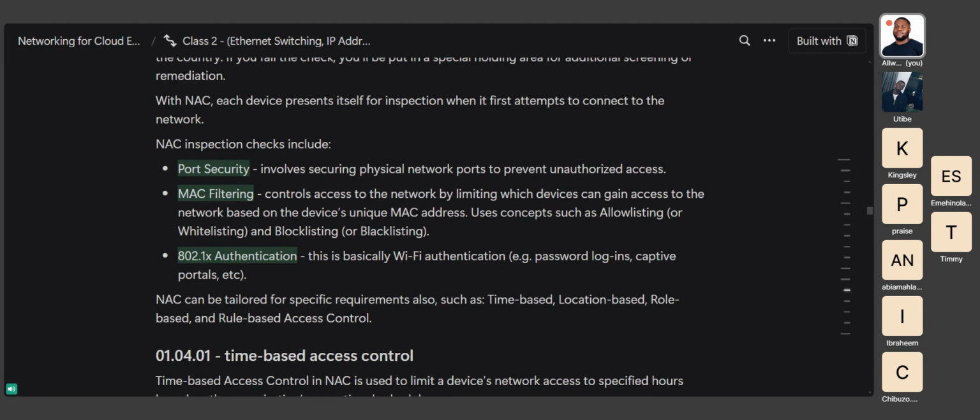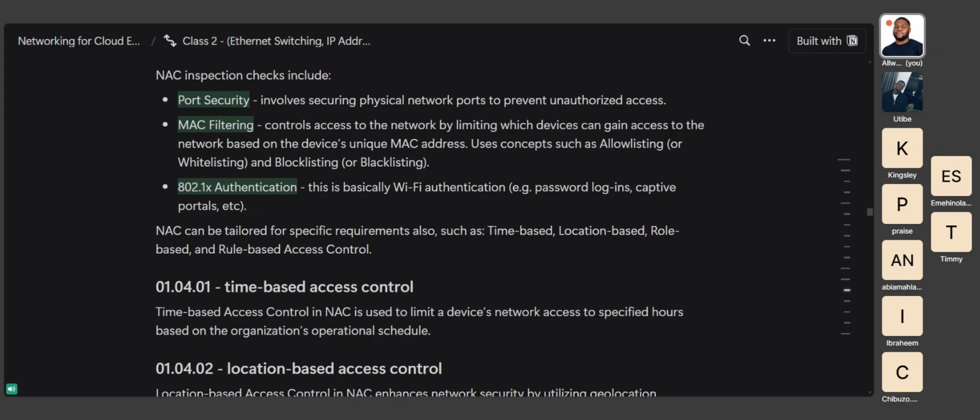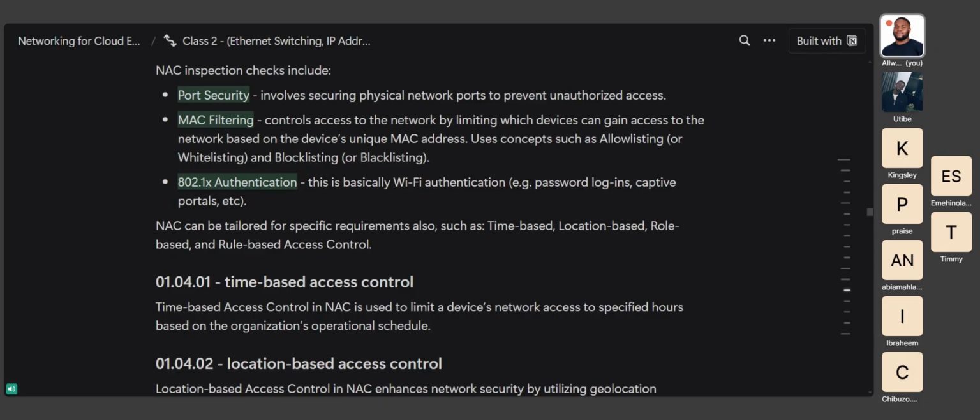Remember I said that anywhere you see 802.11 or 802.1x, 1q, and I think 1d, and so on and so forth, it's Wi-Fi related. 802.1 is a code name for Wi-Fi in the networking world. So NAC inspection checks include things like port security, MAC filtering, 802.1x authentication, and Wi-Fi authentication like passwords, captive portals and so on and so forth.